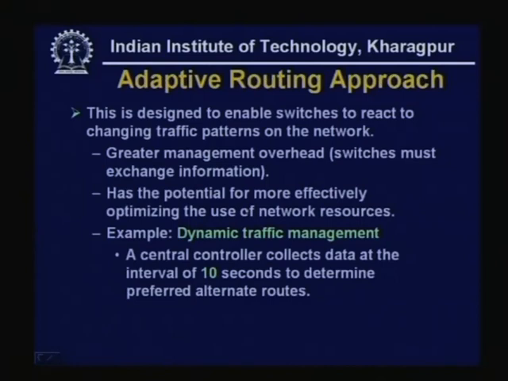designed to enable switches to react to changing traffic conditions on the network, and it allows greater management overhead. Switches must exchange information, and it has the potential for more effectively optimizing the use of network resources. For example, dynamic traffic management is being used by some telephone companies. A central controller collects data at intervals of 10 seconds to determine preferred alternate routes. So, it gathers statistics, then the routes are decided.